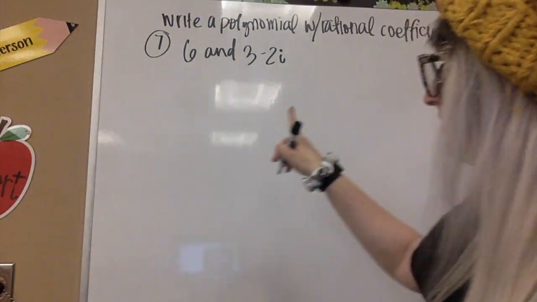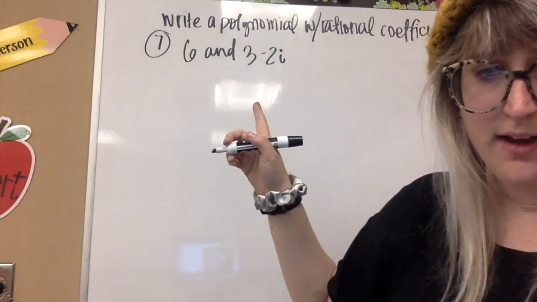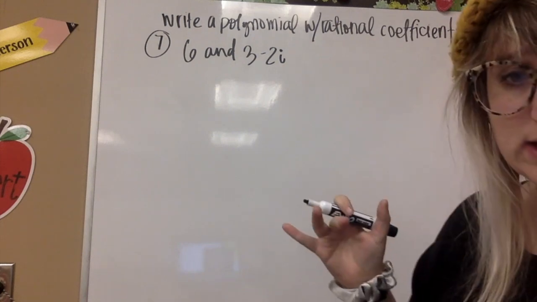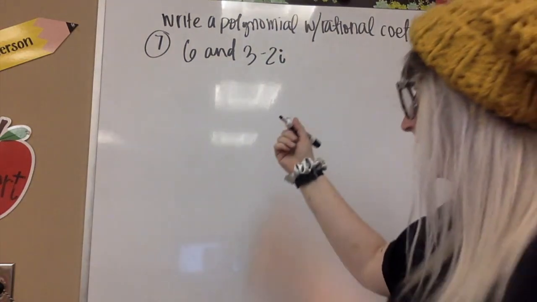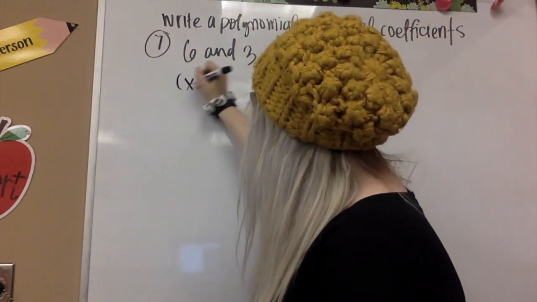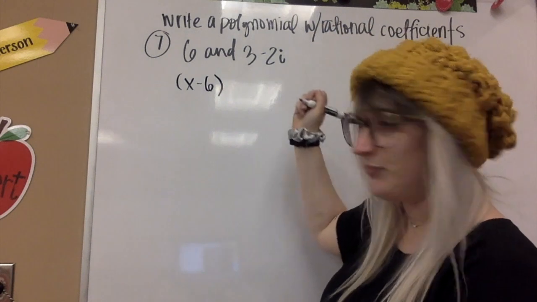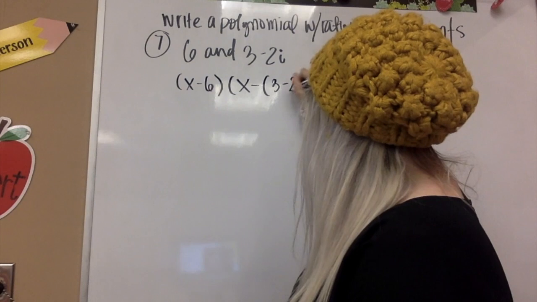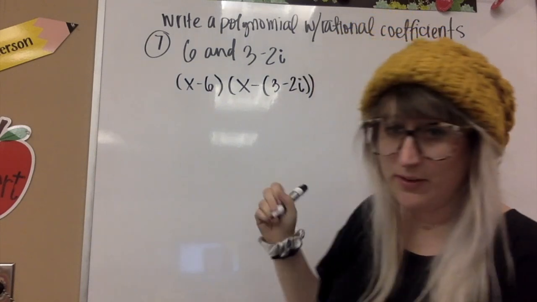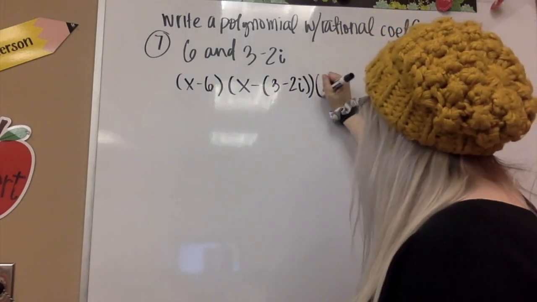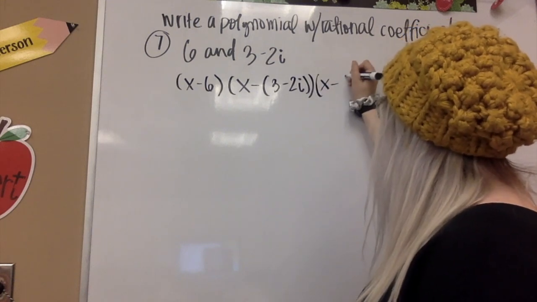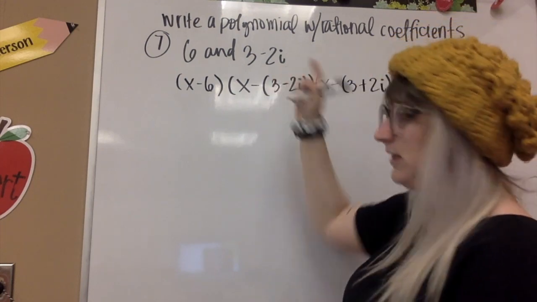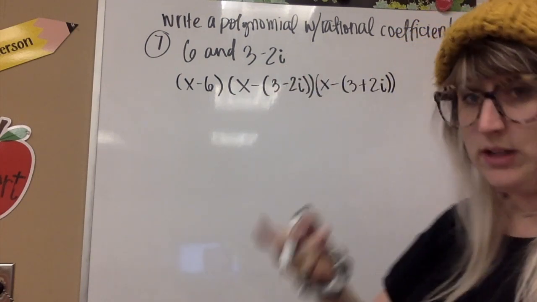Okay, so we're going to do number 7, where we have to write a polynomial equation with rational coefficients using 6 and 3 minus 2i. So for starters, we're going to have x minus 6 and x minus 3 minus 2i, but you can't forget its conjugate, which is x minus 3 plus 2i. Whenever you see one of those i's, you know you're going to also have the opposite with it as well.